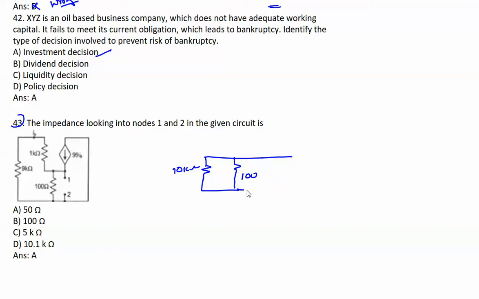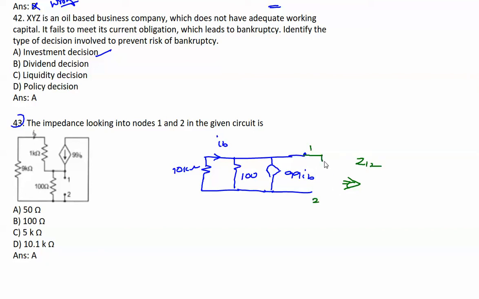100. Now there is a current source going upwards like this. It is 99 IB, and the current flowing in the 1 kilo ohm is IB. Now, this is the given network. In order to find the resistance when you are looking from these two terminals, you need to find the impedance here. So I need to find Z12 here. Terminals are 1 and 2 here.